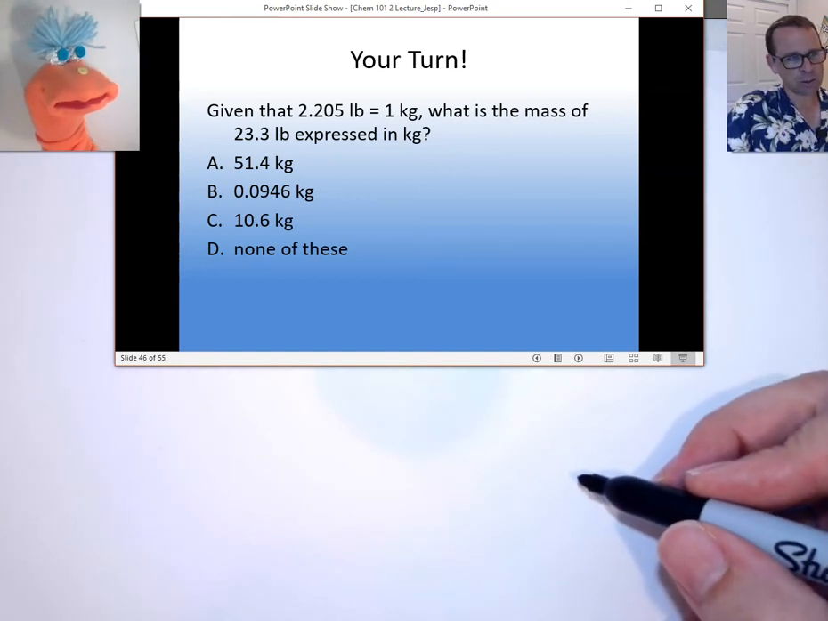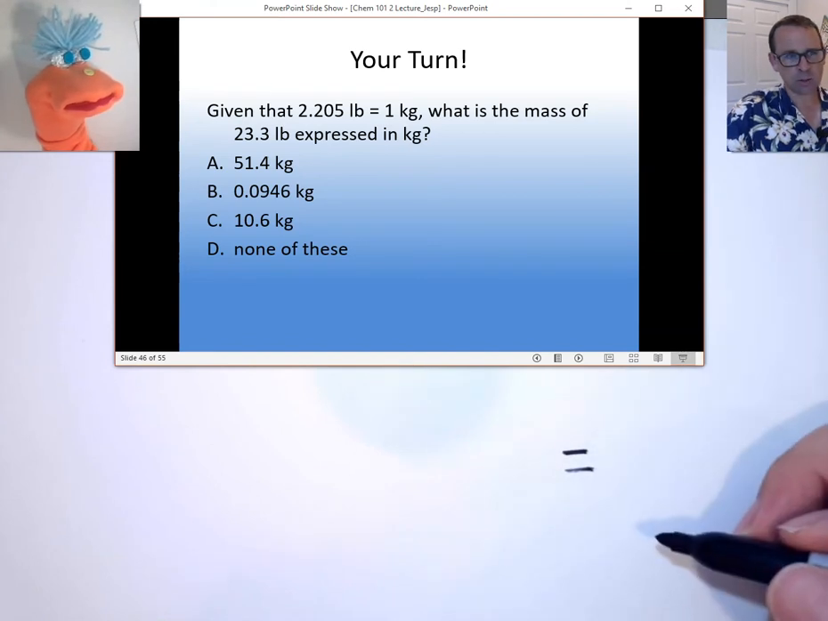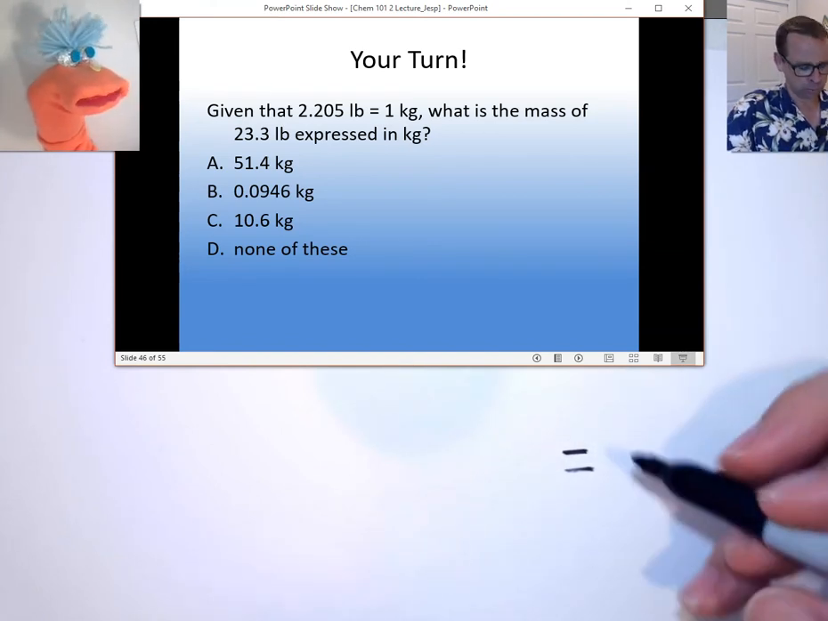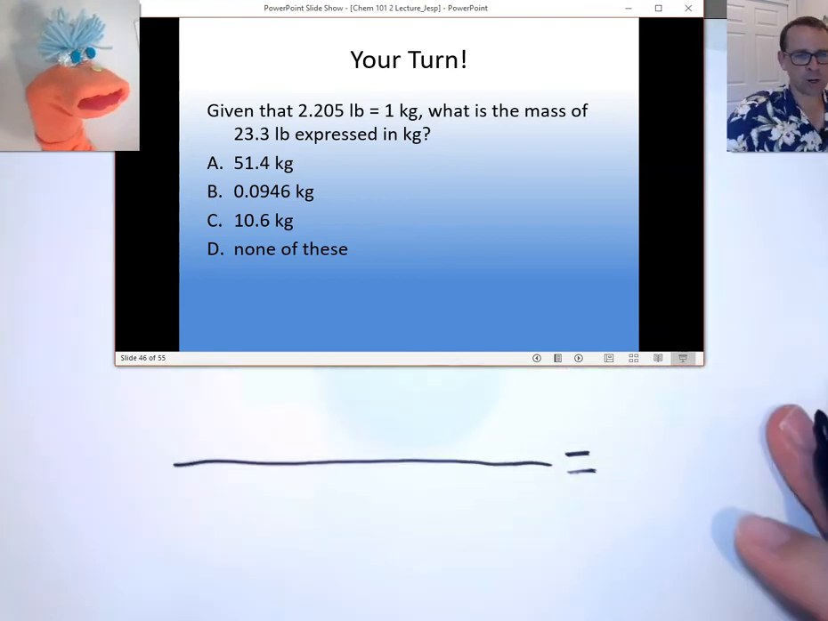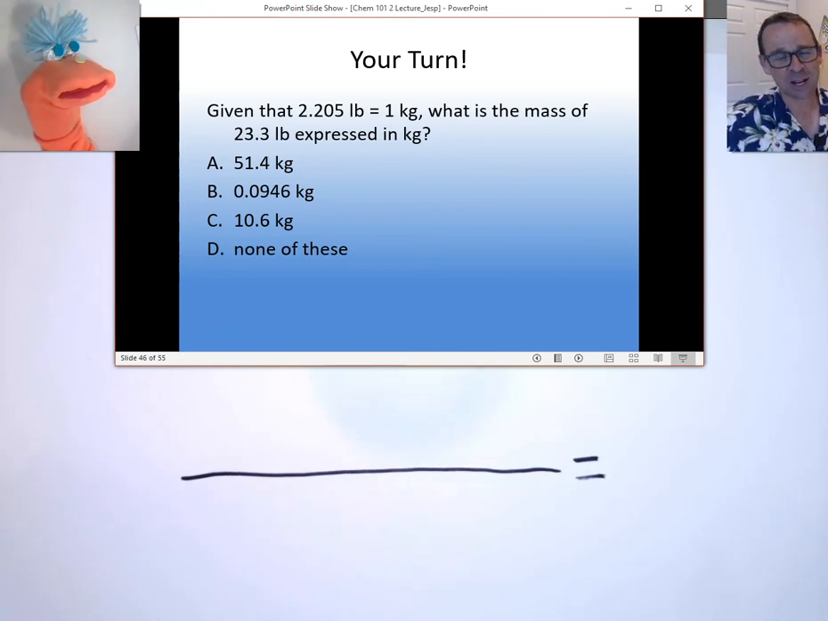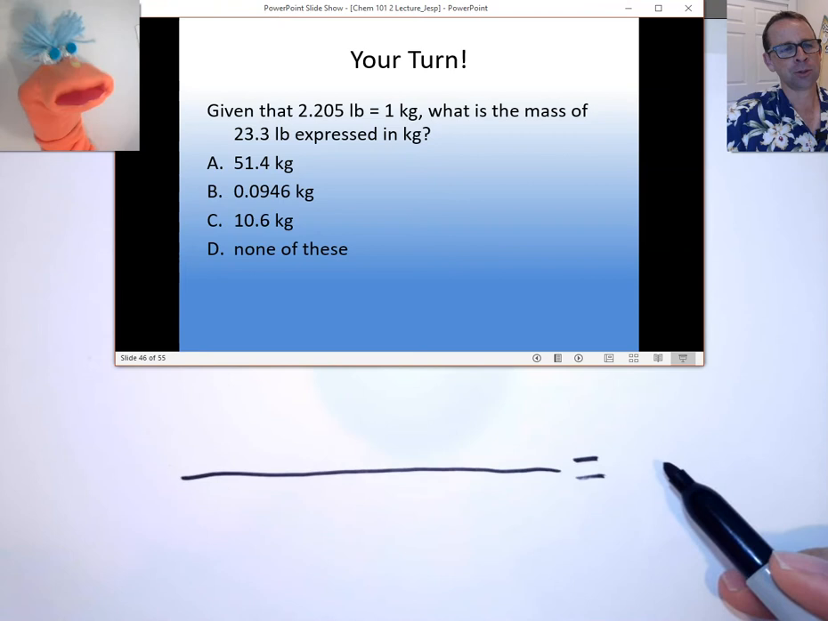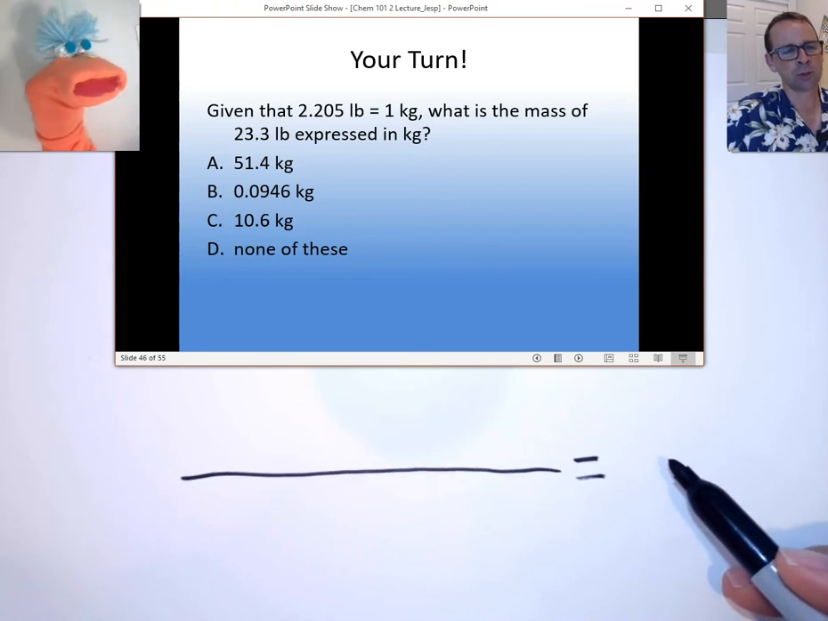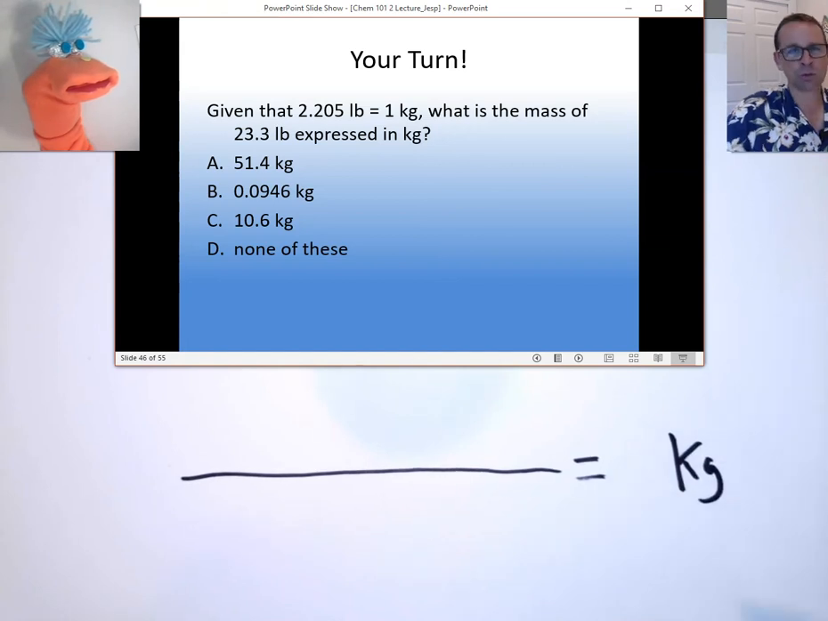So what do I write, Fred? You write an equal sign. Very good. And then what? You draw a line and breathe out. Very good. See, that puts us in charge. It helps our mind be at ease, right? Okay, so what goes to the right of the equal sign? The units that you're looking for, and I think we're looking for kilograms. Very good. So kilograms go to the right.